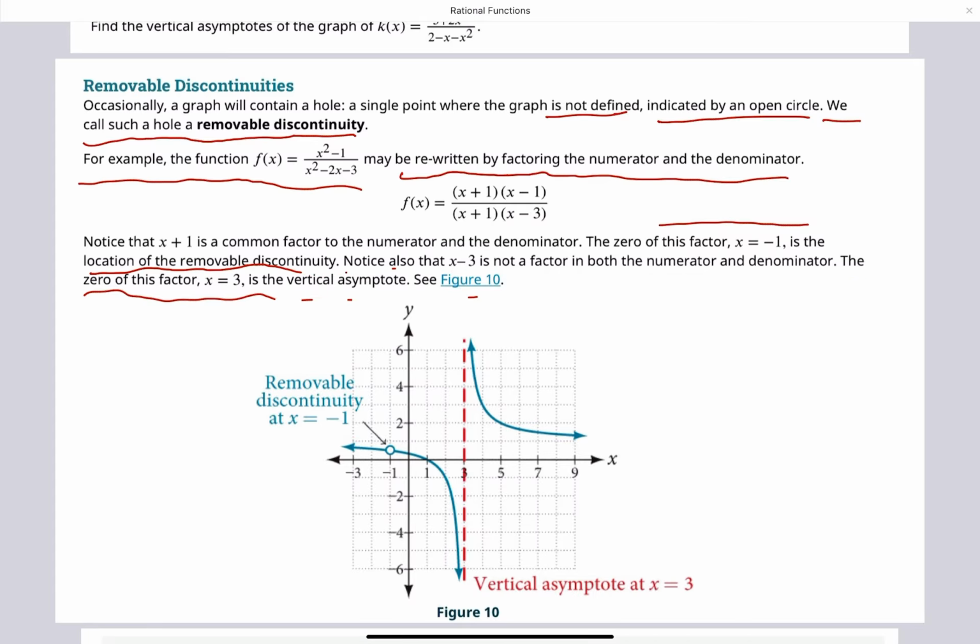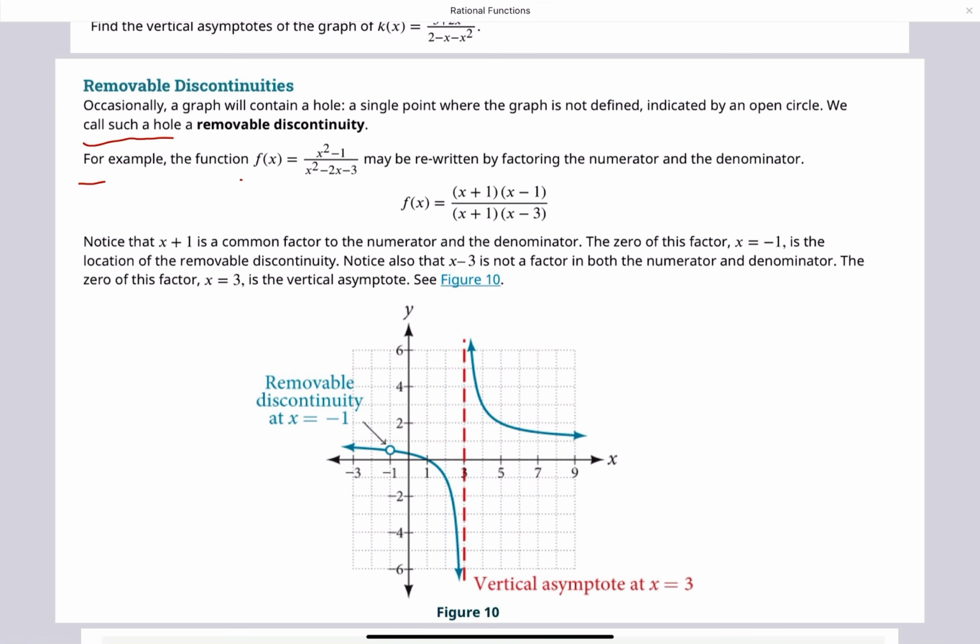So if you have a factor that is present in both numerator and denominator, that is simply a hole, which is tested on the AP, so just memorize it. If you have a factor in the numerator and denominator, that will simply be a hole, okay?